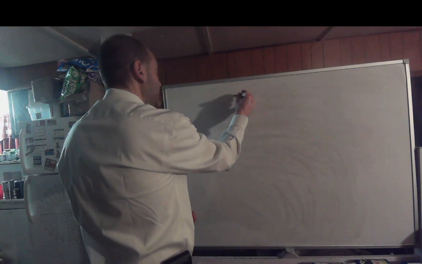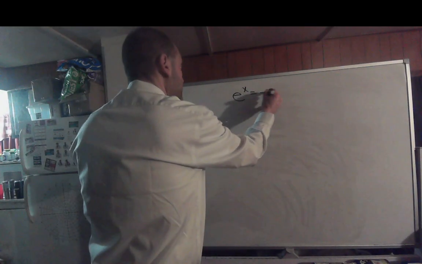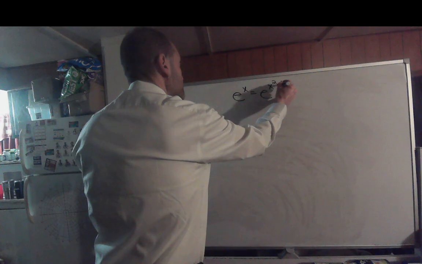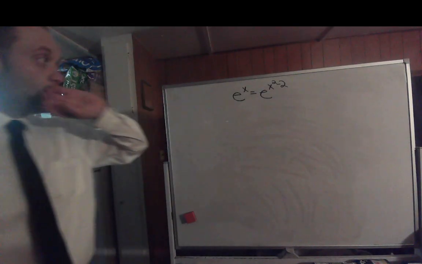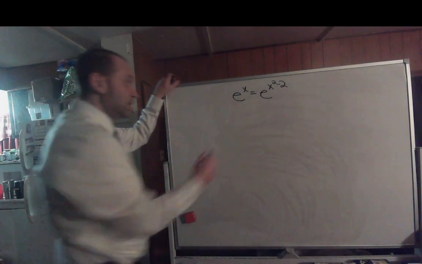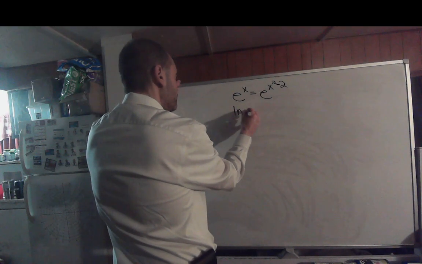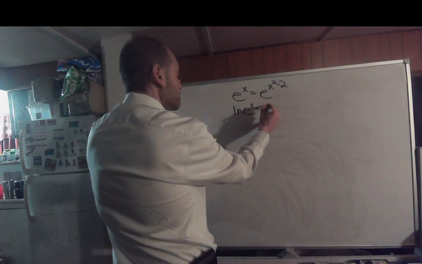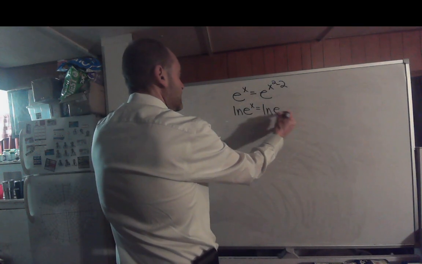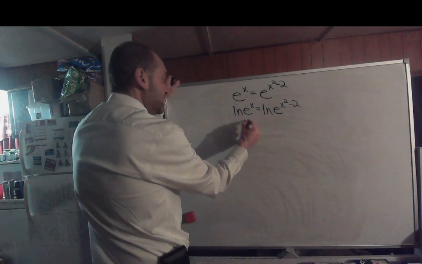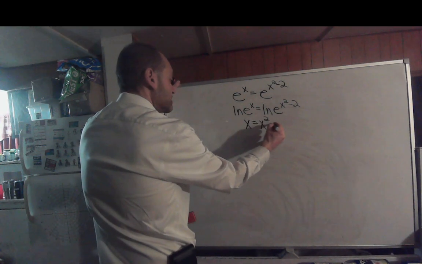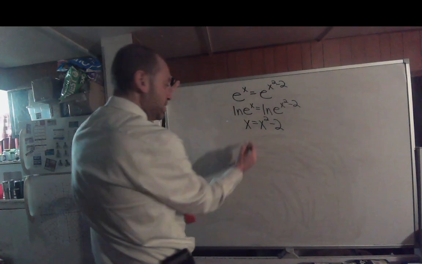So we have e to the x equals e to the x squared minus 2. So now you have the same base on both sides. Well, you're still going to take the natural log of both sides. So this would end up being the natural log of e to the x equals the natural log of e to the x squared minus 2, which would end up just meaning that x equals x squared minus 2. Now you just have a simple quadratic equation.